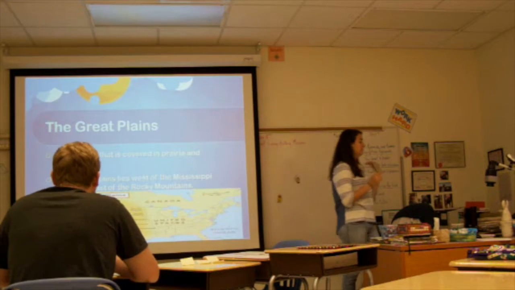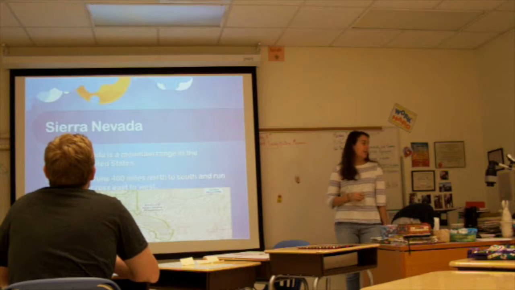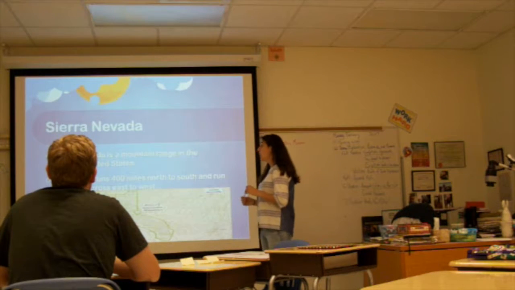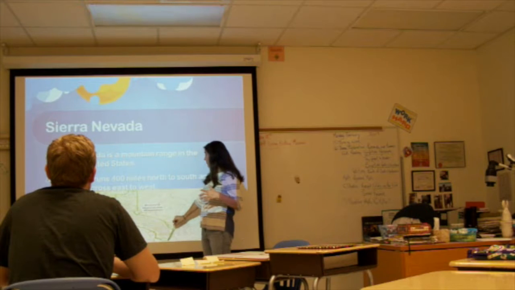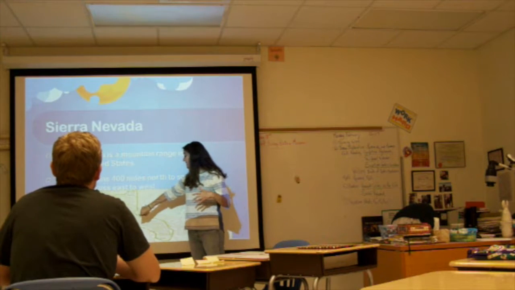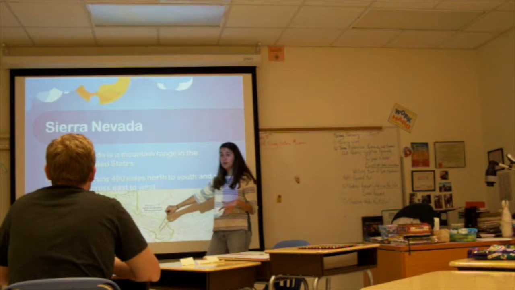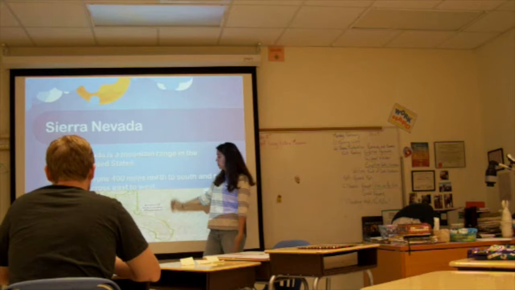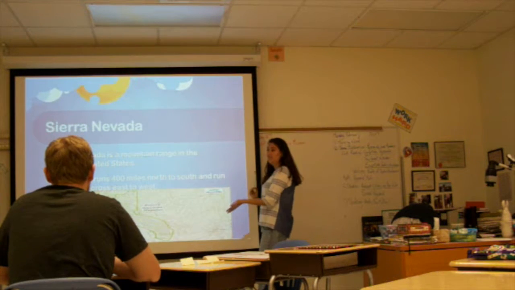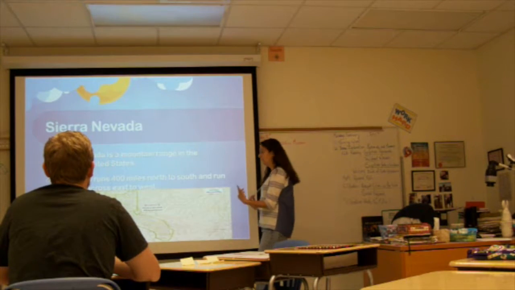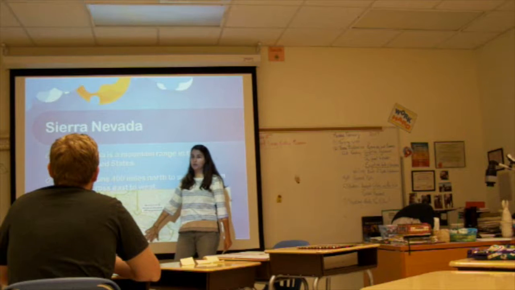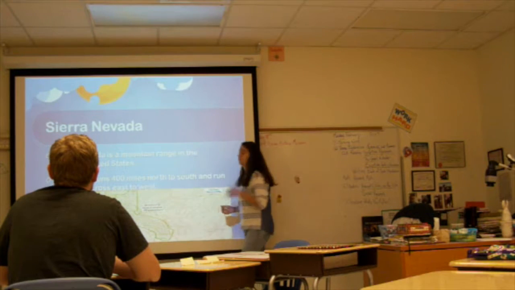Yes. The Sierra Nevada. This is a mountain range in the western United States. The Sierra runs 400 miles north to south and runs 70 miles across east to west. That's a really long mountain range, right? So just by looking at this picture, where do you think it's located? The West Coast. If this is a great body of water, what's on the West Coast? California. That is terrific.